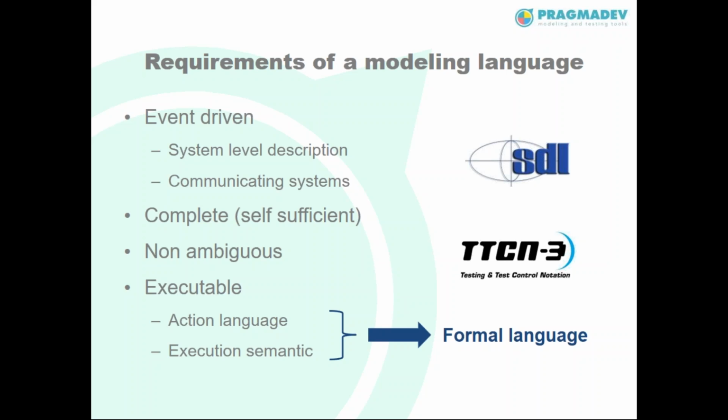So the specification and description language is at the modeling level, or the modeling part of the toolset, and the TTCN3 testing language is for the testing part. Both of them are formal languages, meaning that they include an action language and very clear execution semantics. So our goal is to offer very complete, self-sufficient languages in order to allow the models and the tests to be executable.